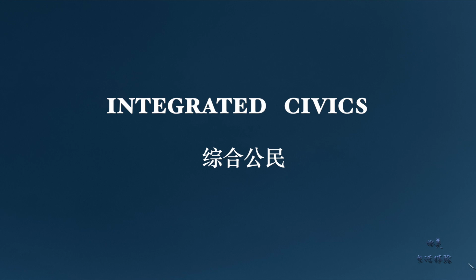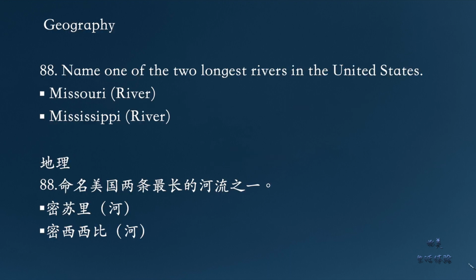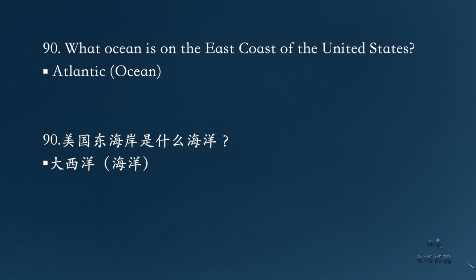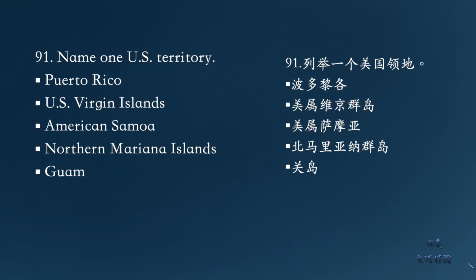Integrated civics. Geography. Name one of the 2 longest rivers in the United States. Missouri River, Mississippi River. What ocean is on the west coast of the United States? Pacific Ocean. What ocean is on the east coast of the United States? Atlantic Ocean. Name one U.S. territory. Puerto Rico, U.S. Virgin Islands, American Samoa, Northern Mariana Islands, Guam.